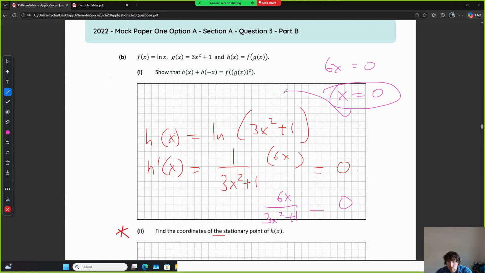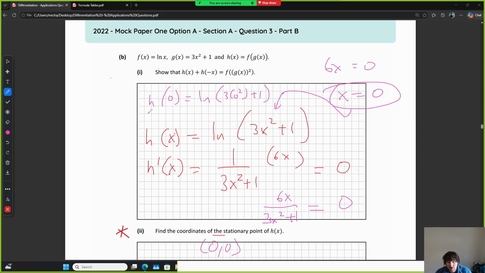And so we were asked for the coordinates, so we need a y value for this, and we get a y value by putting it into h of x here, put 0 in. So then h of 0 will be ln of 3 times 0 squared plus 1. And so it's really ln 1, and we should all know what the log of 1 is, it's 0. So the coordinates of the stationary point here is actually 0, 0. It's just the way it goes.